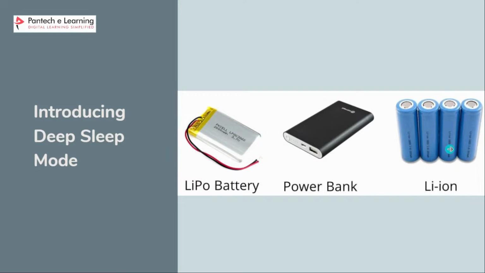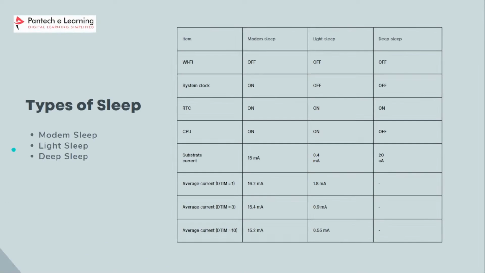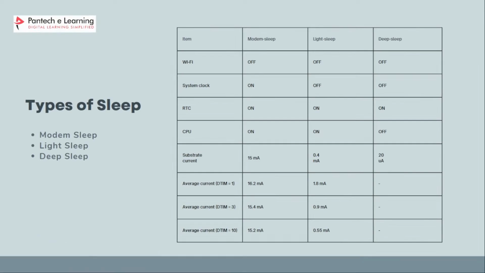So now let's see the types of sleep. Actually, there are 3 different types of sleep mode: modem sleep, light sleep and deep sleep. In modem sleep, the Wi-Fi modem is turned off while the CPU, system clock and RTC remain turned on. This mode allows the microcontroller to wake up quickly and connect to the Wi-Fi network when needed.